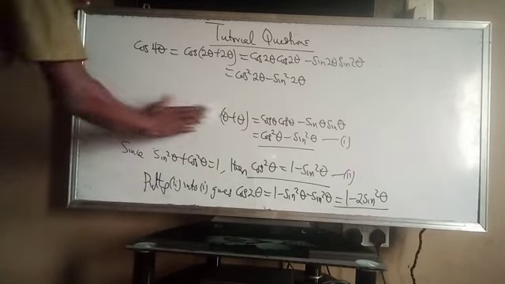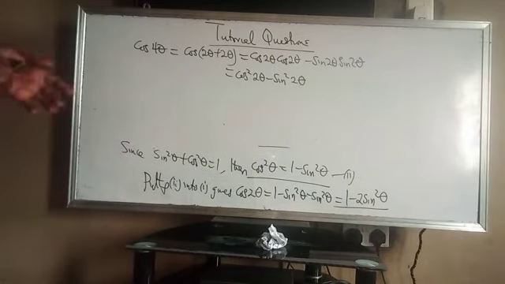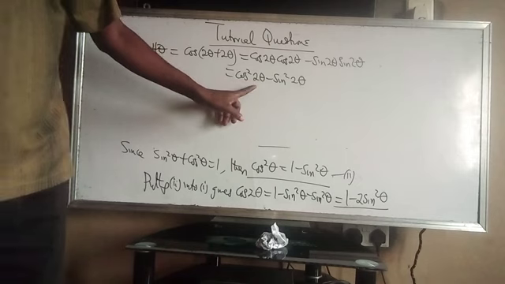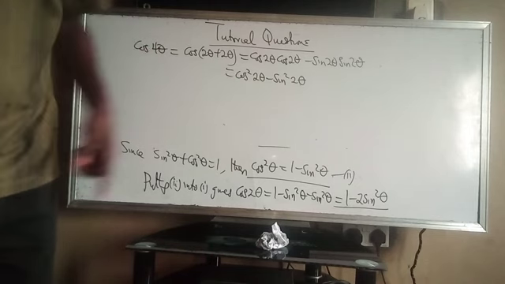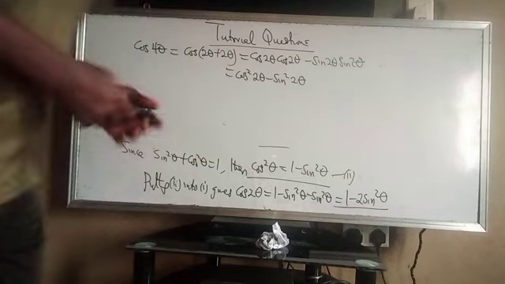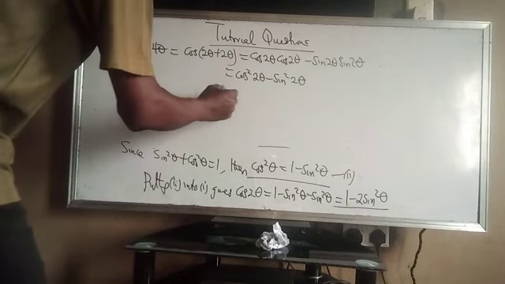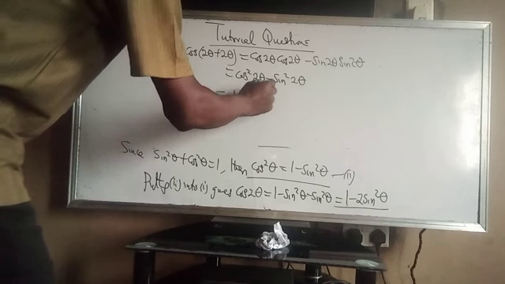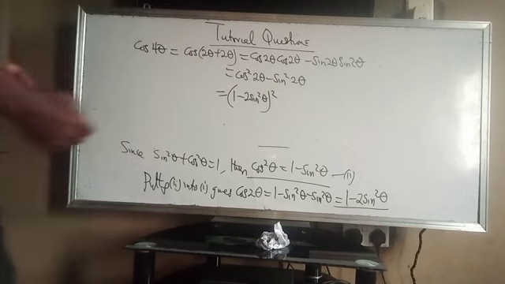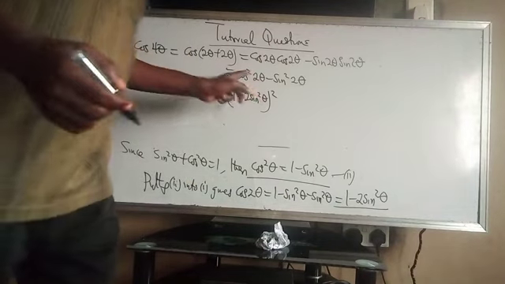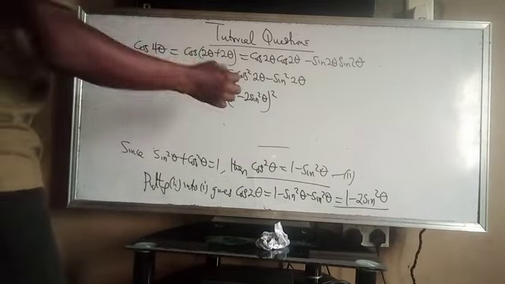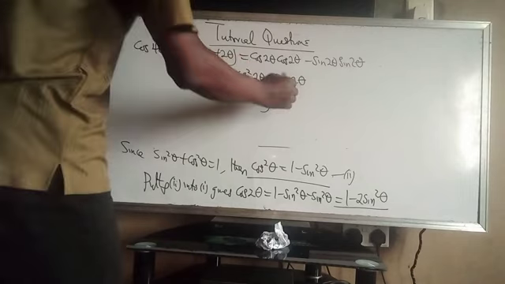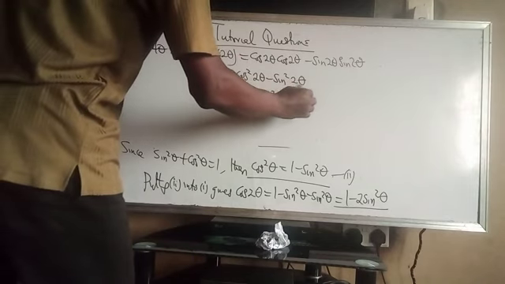Now, how do we go about this? Cos square 2 theta is the same thing as cos 2 theta twice, and we have gotten cos 2 theta to be 1 minus 2 sine square theta. So we can write this as 1 minus 2 sine square theta, all squared, because the square of it is multiplied by itself again, then minus sine square 2 theta.